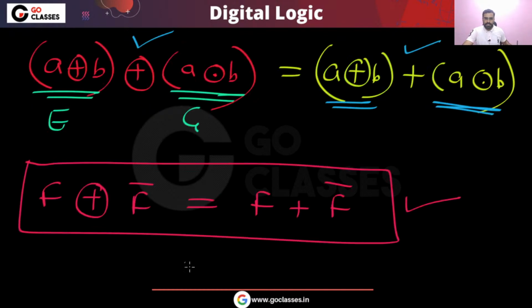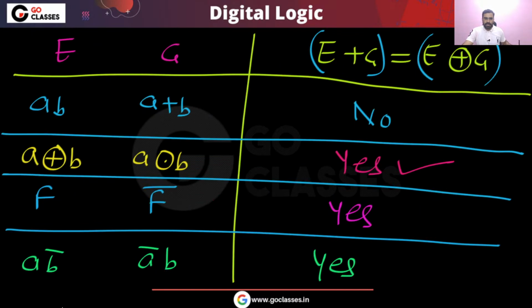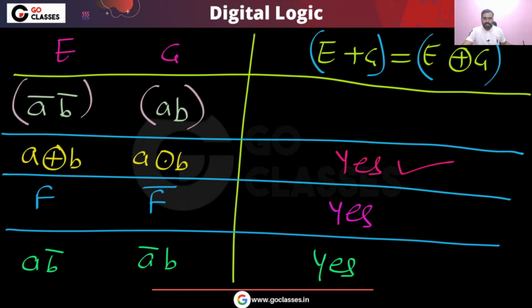The same thing I can say if I make another table. Tell me about this one: A bar B bar and AB, what about these two? Is it possible that they can both be one simultaneously, together? Can they be one? No. So here also the answer is yes.